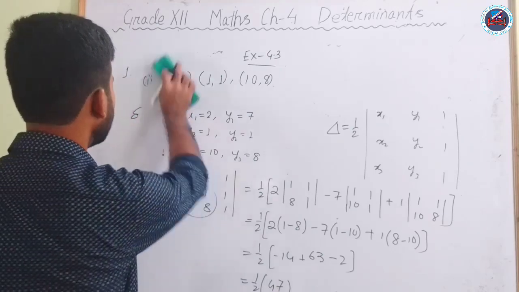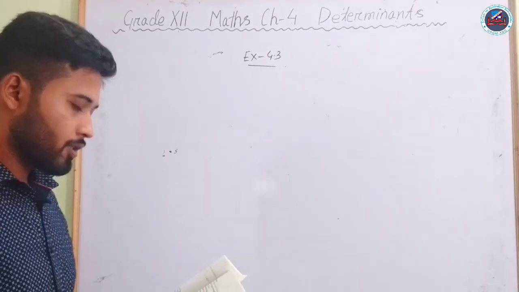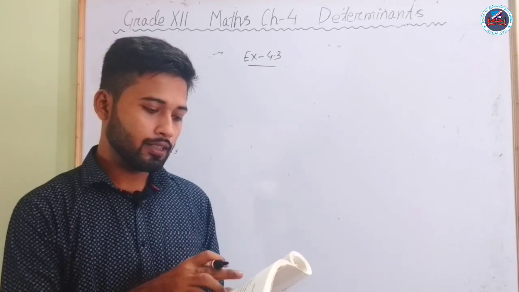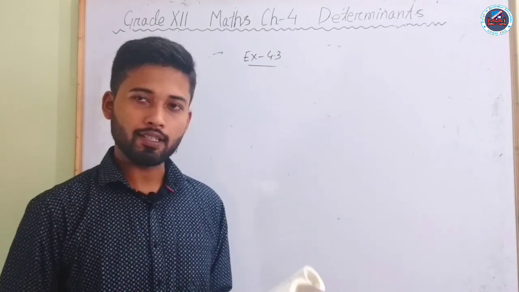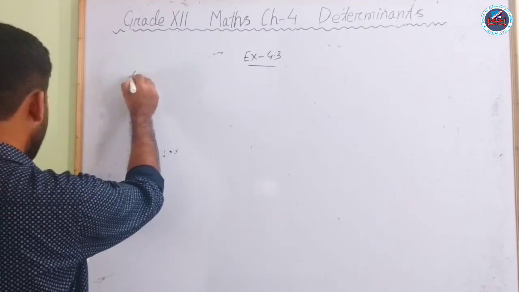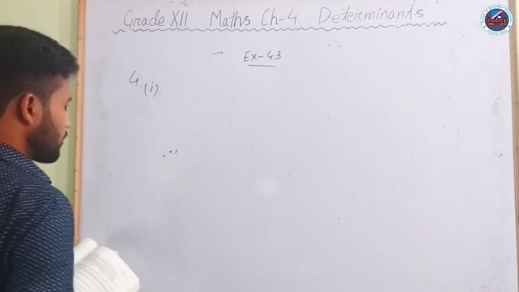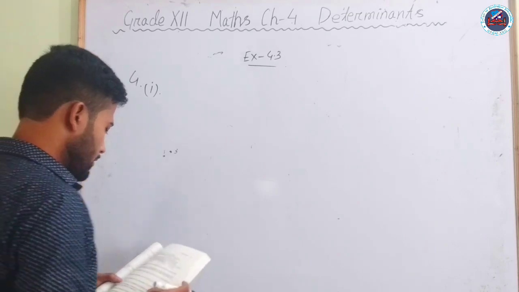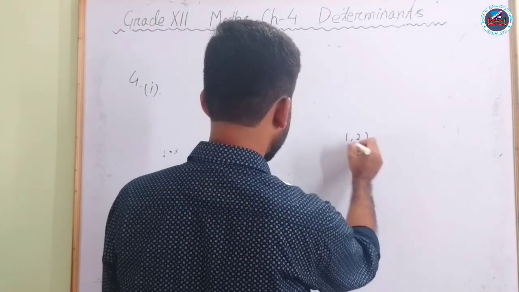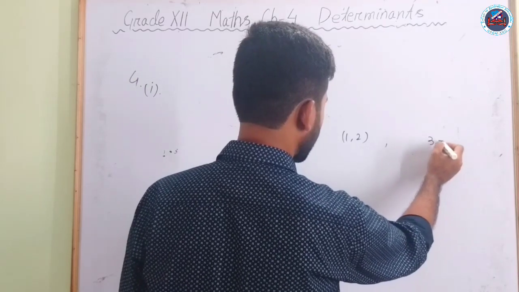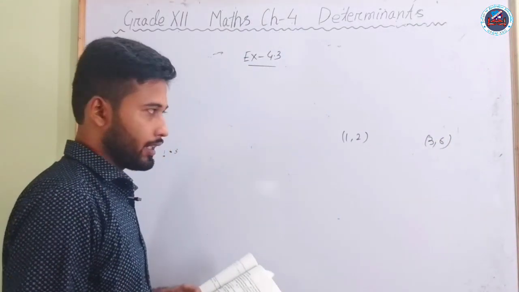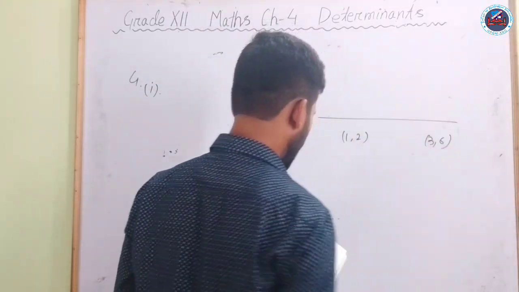Now let us see another question. In question number 4, they have said find the equation of the line joining (1, 2) and (3, 6) using determinants. So in question number 4, we shall use the collinearity of 3 points. Here one coordinate is given, (1, 2), and another coordinate is given, (3, 6). Now find the equation of a line. That means whatever you draw here, it will be a line.